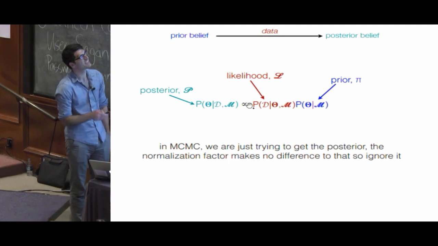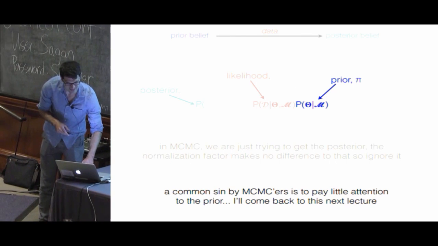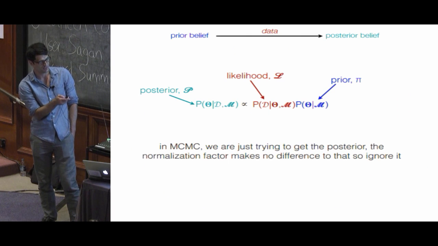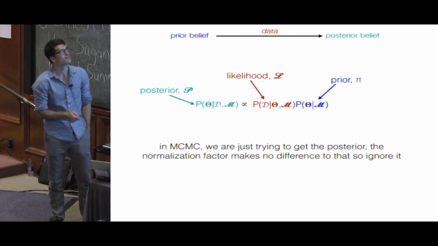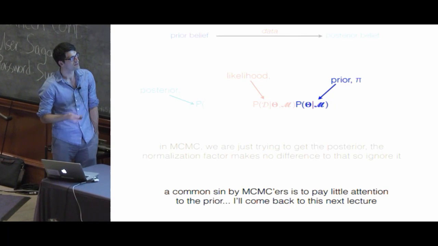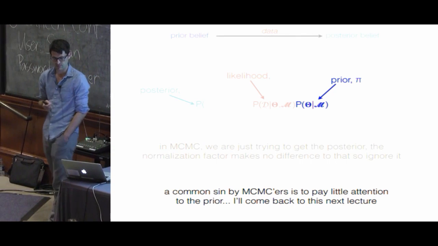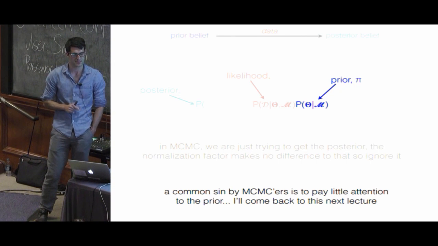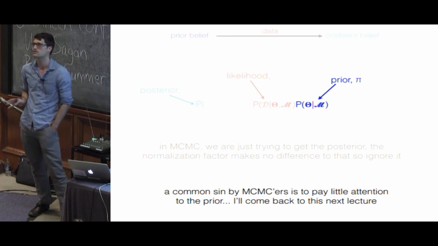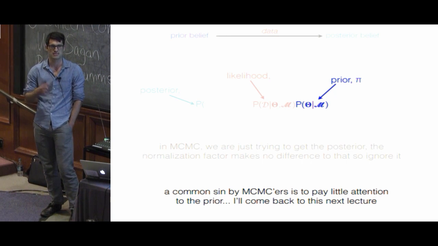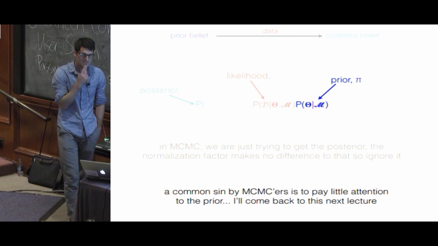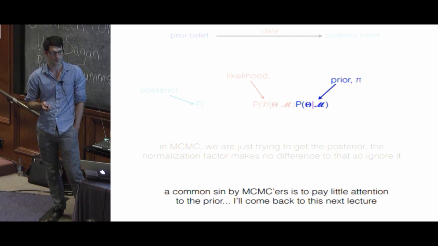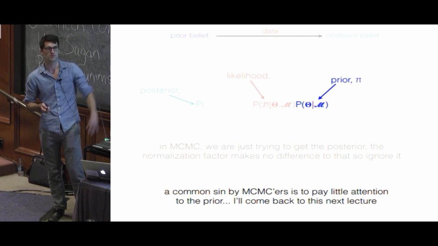Okay, so in MCMC, we're really just trying to get the posterior. So this becomes a proportionality at the top here. We just get rid of that evidence term. And a common sin, I think, by maybe not all MCMCers, but there are definitely some papers I see where this happens, is to neglect the prior, not think too hard about what my priors are, and somehow assume it doesn't matter. And that means actually you're implicitly making certain choices. So we'll come back to that in the next lecture a little bit more. But I just want to emphasize that it's a pretty important component to this equation.